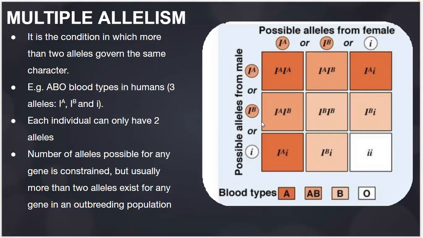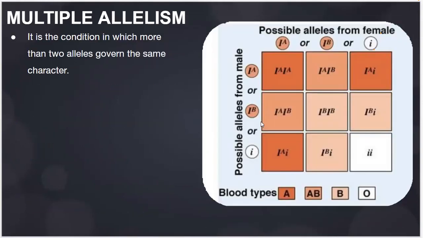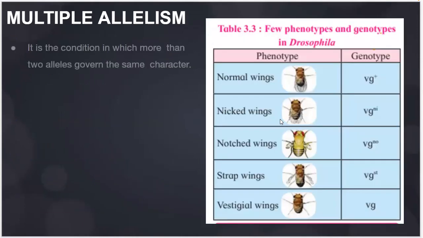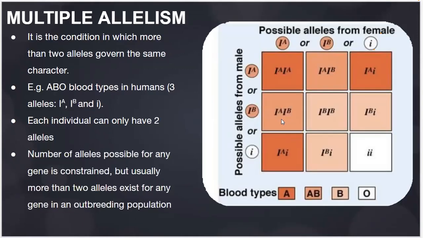You can see the combinations over here. Sorry, the laptop cursor is not working. So you can see the cross and you can make it out. Fine. So four different possible blood groups you can see over here: A, AB, B, and O, depending upon the combination of the alleles.